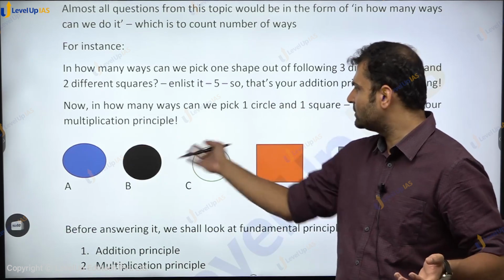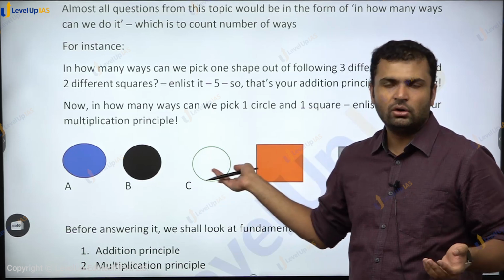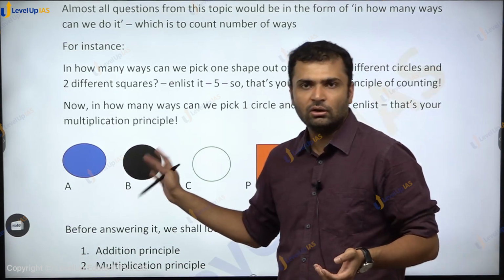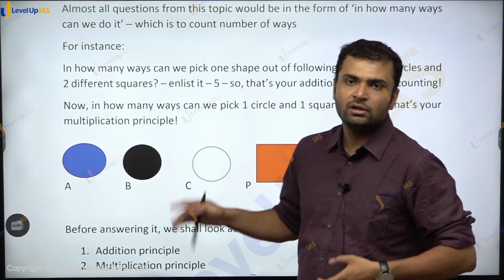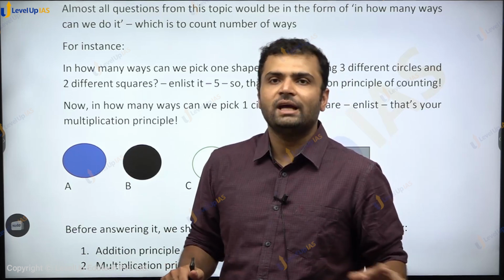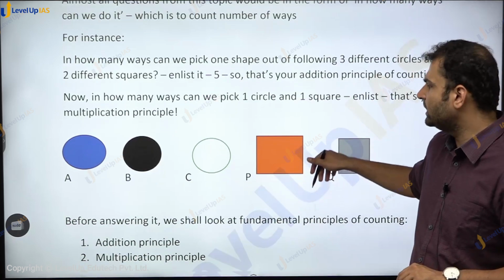We can pick this shape, this shape, this shape, this shape, or this shape, right? We can either pick a square or we can pick a circle, correct? We can pick a circle or we can pick a square. Whenever we have this word or, it means addition. That is our addition principle of counting. We'll go into detail.